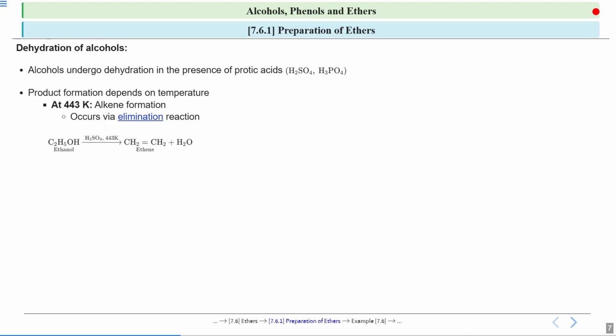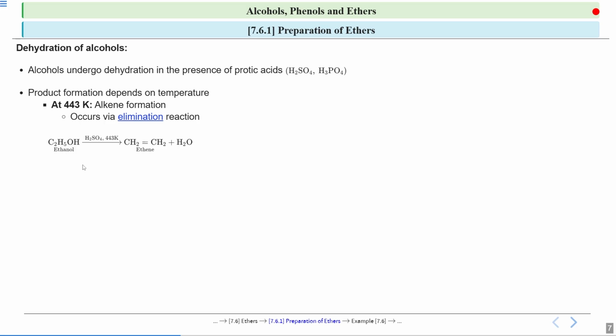If you look at this reaction, this is an alcohol which is called ethanol. It is treated with a protic acid, that is H2SO4, and look here, the temperature is high. It is 443 Kelvin. So in this case, your alkene is formed, ethene is formed. You can see the carbon-carbon double bond is there, and water is being released. Now this reaction occurs by elimination and not substitution.